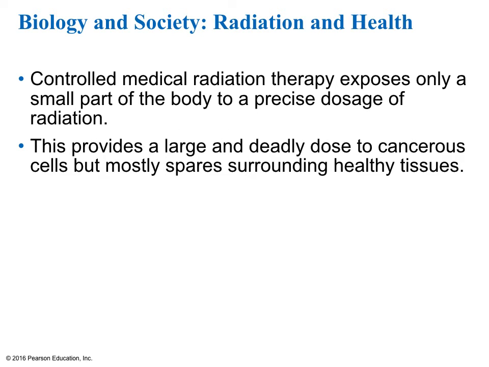However, when you can control the radiation, you can use it for medical therapy by exposing only a single cell or a single group of cells to a specific dosage of radiation. This provides a large and deadly dose to cancerous cells, but mostly spares the healthy cells around it. So not only can you control the amount of radiation, but you can control the area that the radiation is affecting. So it only kills the tumor cells while leaving the remaining non-tumor cells healthy.